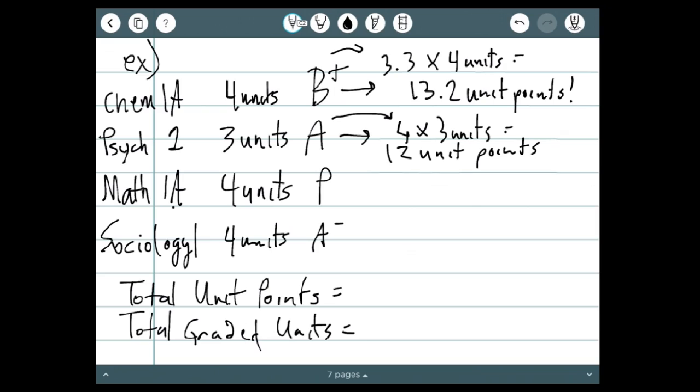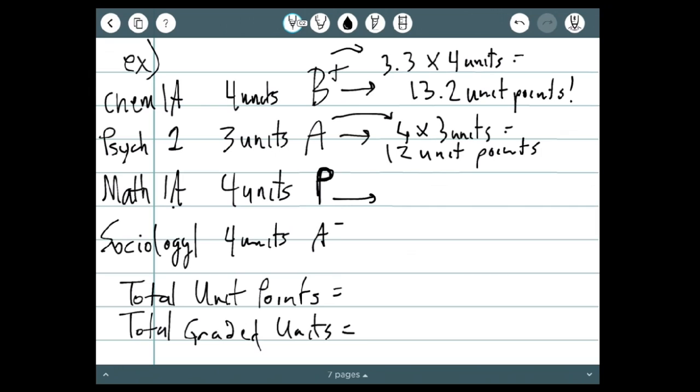Alright, now let's do Math 1A. Math 1A, you ended up with a pass in that class. This is supposed to be a P, okay? I know it's not obvious, but that's a P. Let's say you passed that class because you were struggling. Maybe you were struggling with the class, or maybe you just didn't have enough time to devote to it, and you're like, you know what? I don't want to worry about getting a letter grade in this.